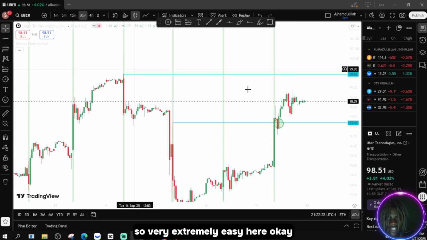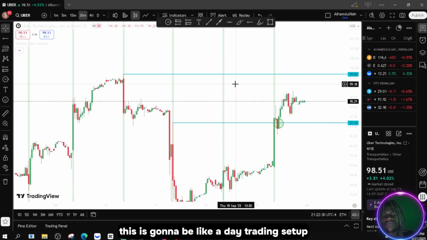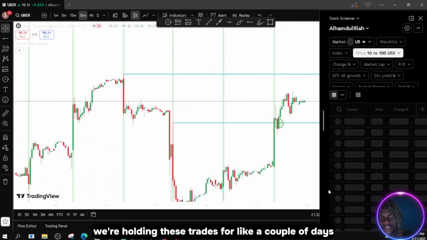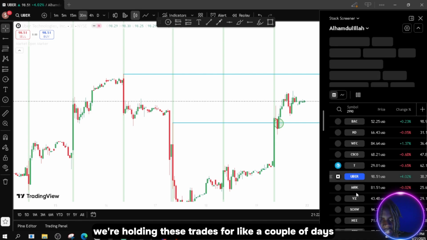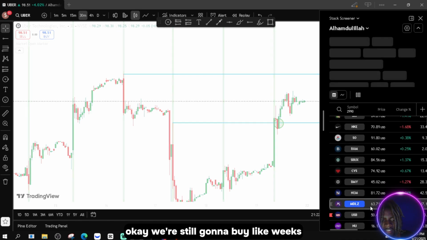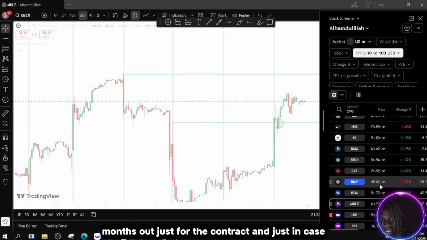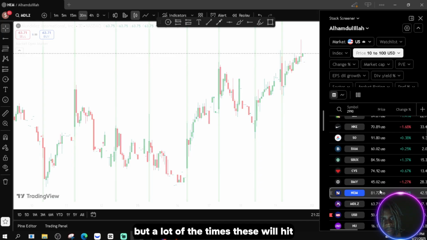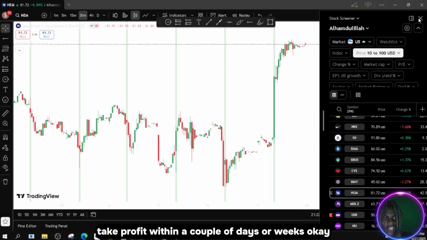So very extremely easy here. Okay, this is going to be like a day trading setup. We're holding these trades for like a couple of days. Okay, we're still going to buy like weeks, months out just for the contract and just in case. Well, a lot of the times these will hit take profit within a couple of days or weeks.